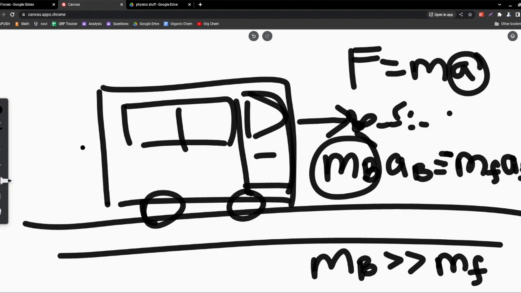But either way, that just explains how objects can move. Because if we think back to inertia, remember the more mass an object has, the less likely it's going to be moved by an external force. And that's just a simple explanation for Newton's third law.